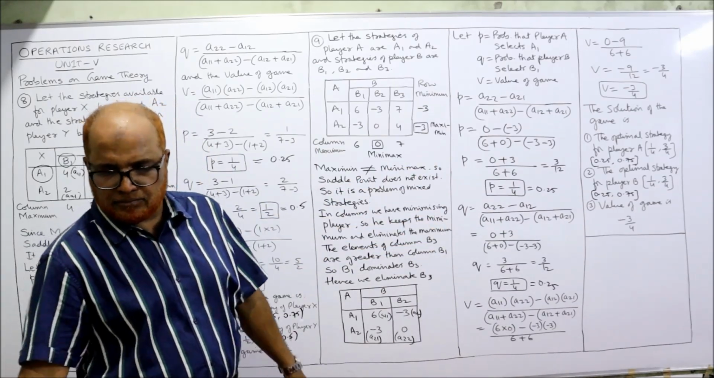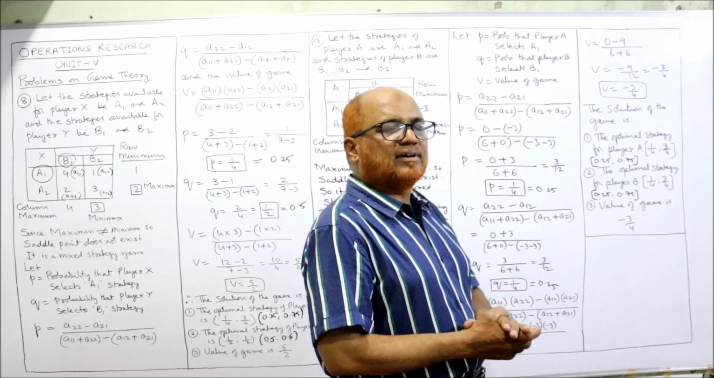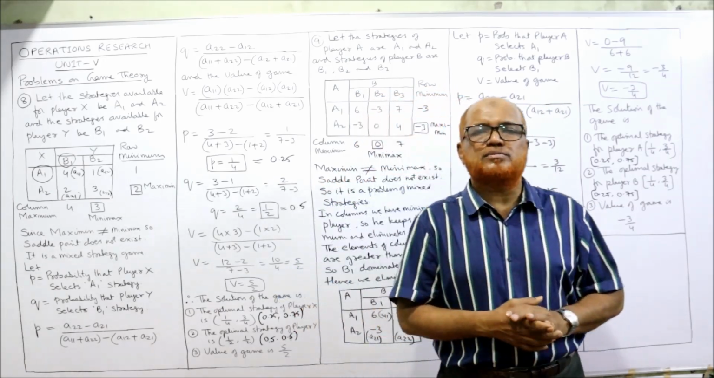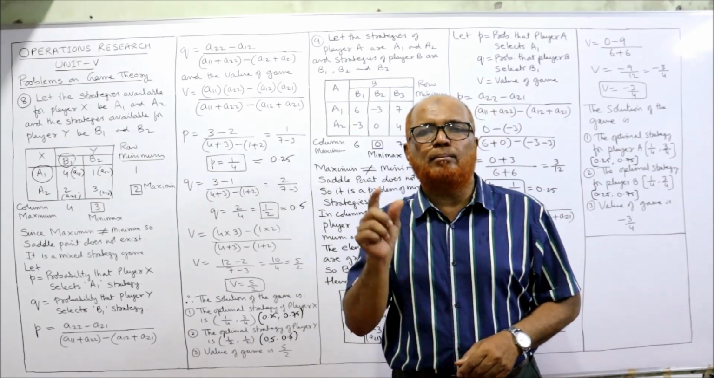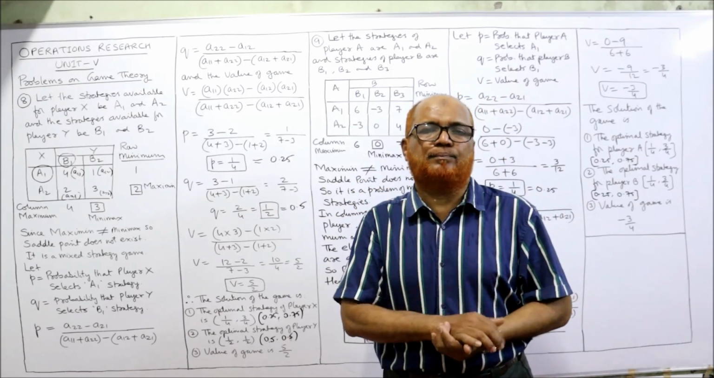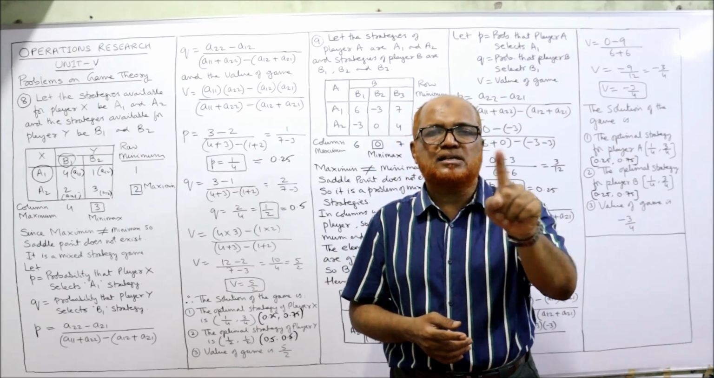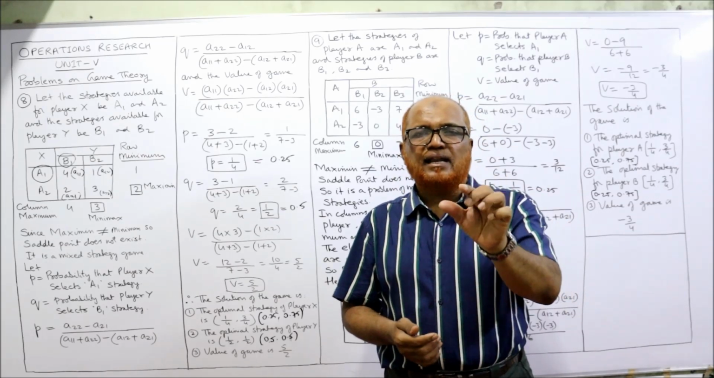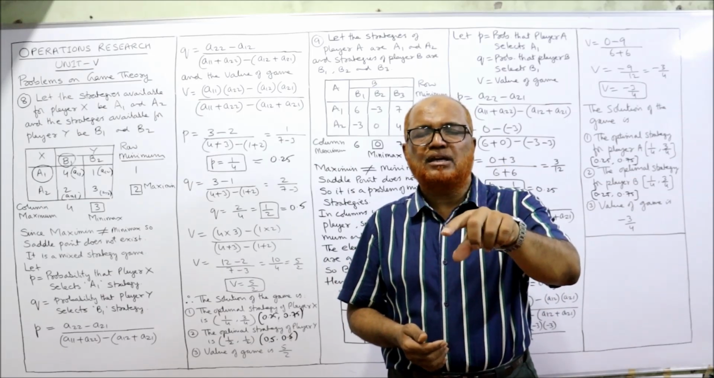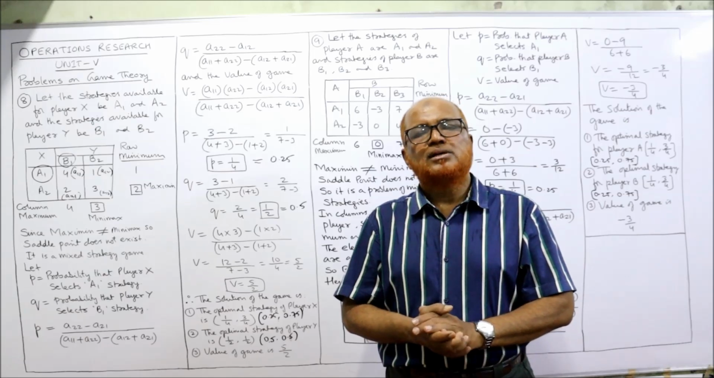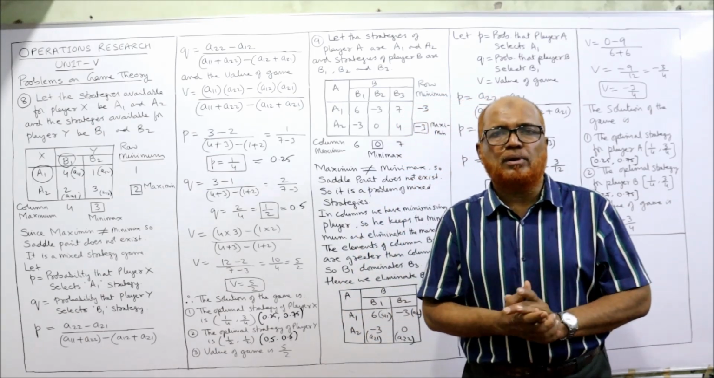That's all. So in this video, I have explained you two problems, that is 8th and 9th. In these two problems, I have explained you how to solve a mixed strategy game. A mixed strategy game is a game in which saddle point does not exist. The saddle point does not exist when maximin is not equal to minimax. That's it.